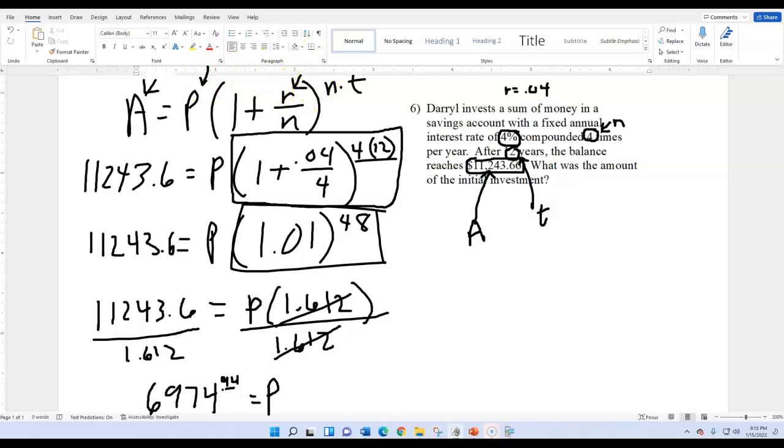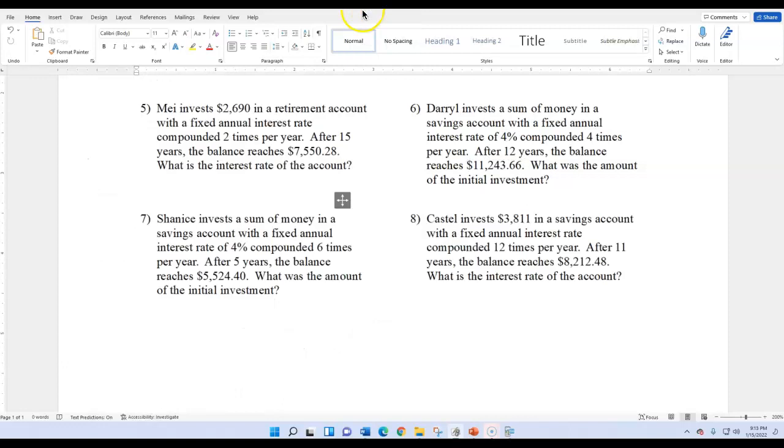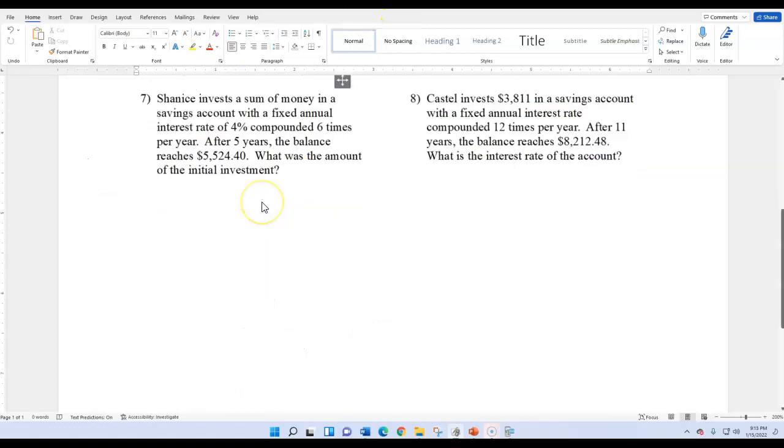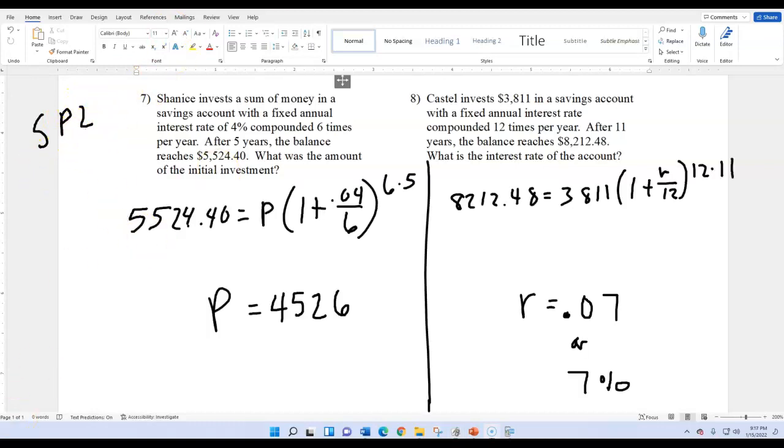So let's go ahead and throw at you guys the last two problems. Your job is to fill in your formula, identify which one you're trying to find, and solve for that variable. Okay, so go ahead and pause the video here and try this last student practice number 2. And when you unpause it, you will see the solutions. All right, so here are the setups and solutions.